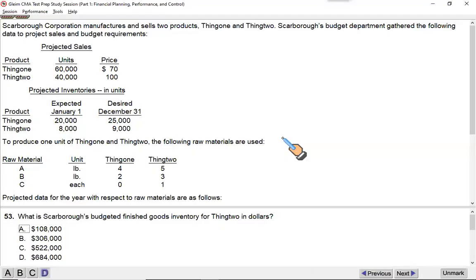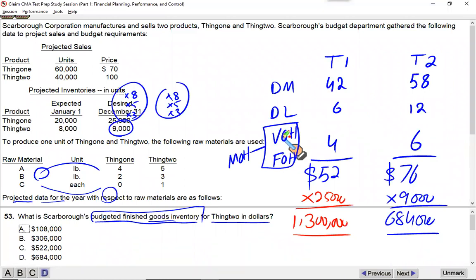Can someone tell me, you smart people, the future CMAs, can someone tell me what is the budgeted cost of goods sold for thing 1 and the budgeted cost of goods sold for thing 2? Anybody? Anybody from the people who want to be CMA? People, lovely people, tell me budgeted cost of goods sold for thing 1 and thing 2.